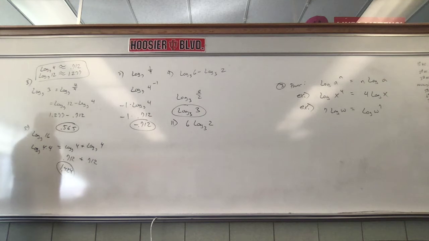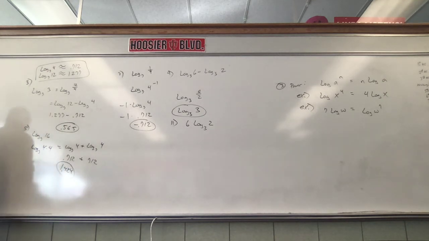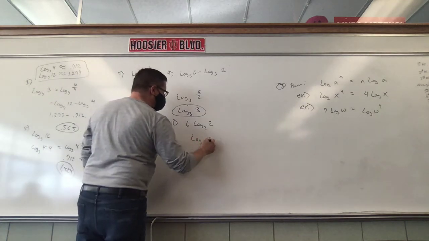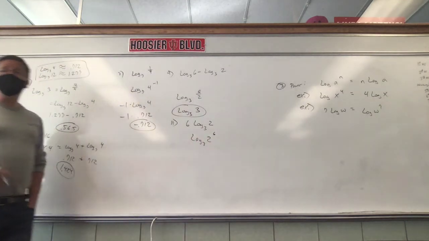What are you doing? The product? The power, right. Why are you using the power rule? Is there a power there? No. What do you see there? 6 out front, so what can you do with that number up front? Move it to the back. So the log base 3 of 2 to the 6th power. All we did is move it.